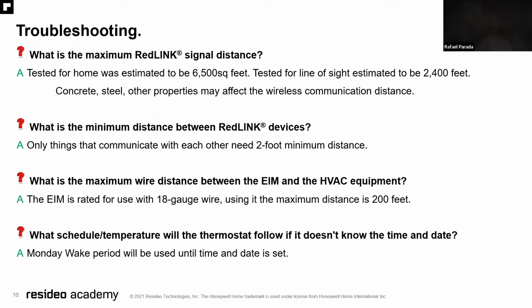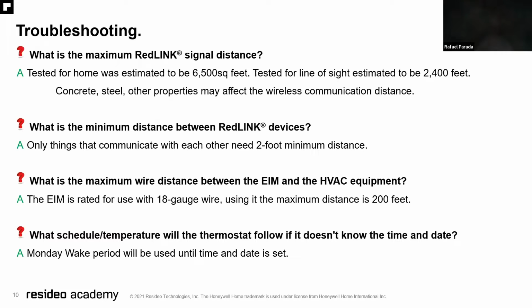What is the minimum distance between RedLINK devices? Here we need to consider that only the devices that communicate with each other, they need to be at least 2-foot minimum distance. If we have two thermostats that they do not communicate with each other, they could be as close as possible. This is pretty common on light commercial applications where they have multiple thermostats in a single wall. So there's no minimum distance for those thermostats that they do not communicate with each other.